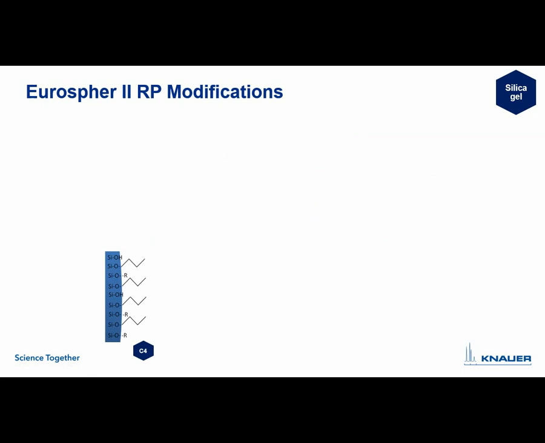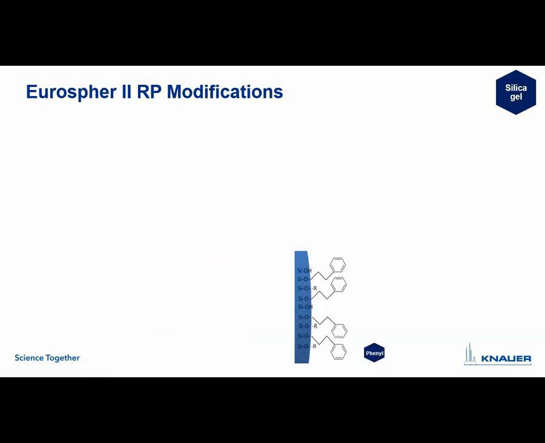C4 is something completely different. It's normally not used for the same analysis as C8 or C18 columns. Just remember, it's typically used for small peptides. Small peptides don't really interact a lot with the long chains. Compared to other small molecules, they are already large, and they are often analyzed with C4 phases.